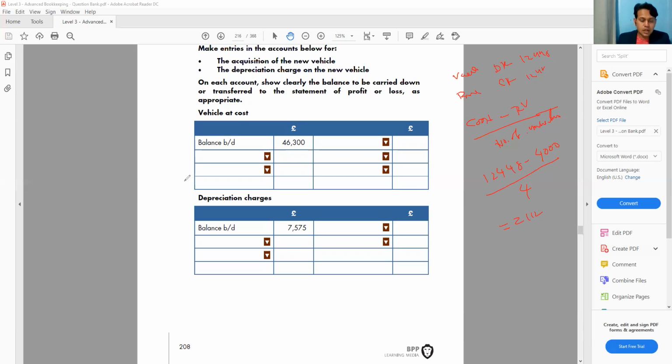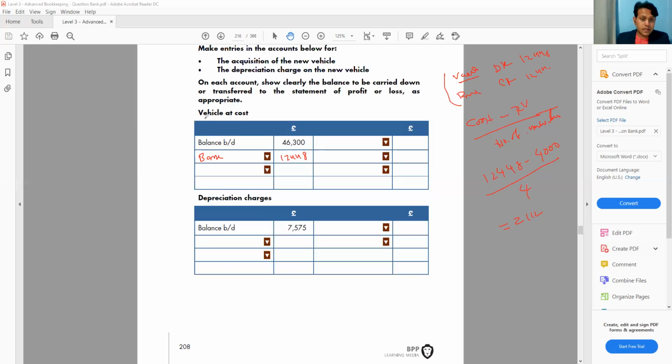This is the journal. So the vehicle is a debit. On the debit side, I'm going to write bank, and that will be 12,448. So the journal is very important. If you know the journal, we can record it straight away. And if you are very good at ledger accounts, you don't have to do the debit and credit, you can do it straight away. But if you're a little bit confused, you can always do the journal. So vehicle at cost debit and bank is credit.